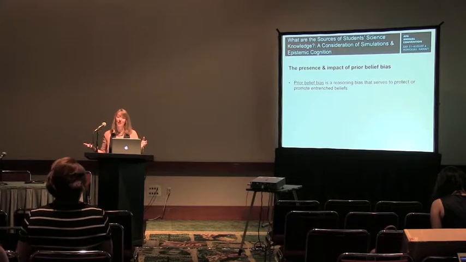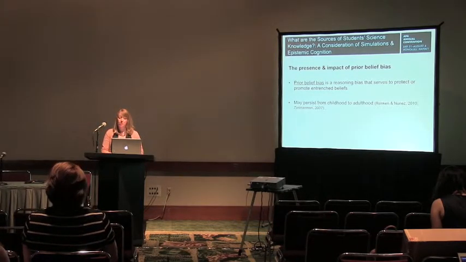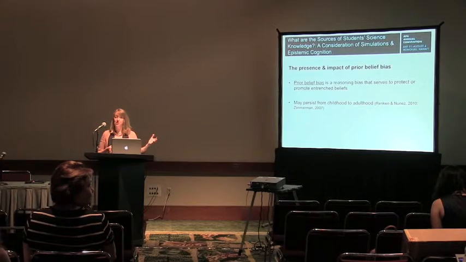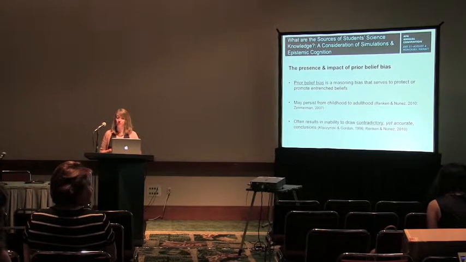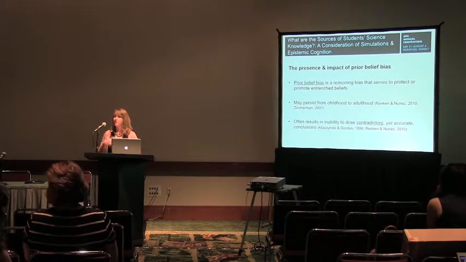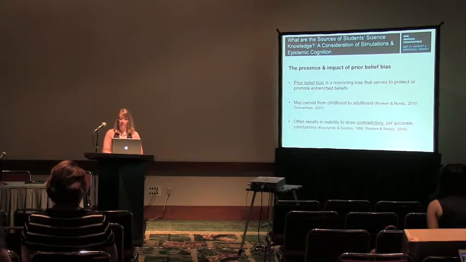It would be an incredibly chaotic world if we couldn't create these rules. Unfortunately, sometimes we create these rules and they're not accurate, and they may persist then from childhood to adulthood because it would be so chaotic if you couldn't create these rules. And so what happens is this often results in an inability to draw contradictory yet accurate conclusions. So if I create a prior belief that isn't accurate, it's very hard for me to change that.